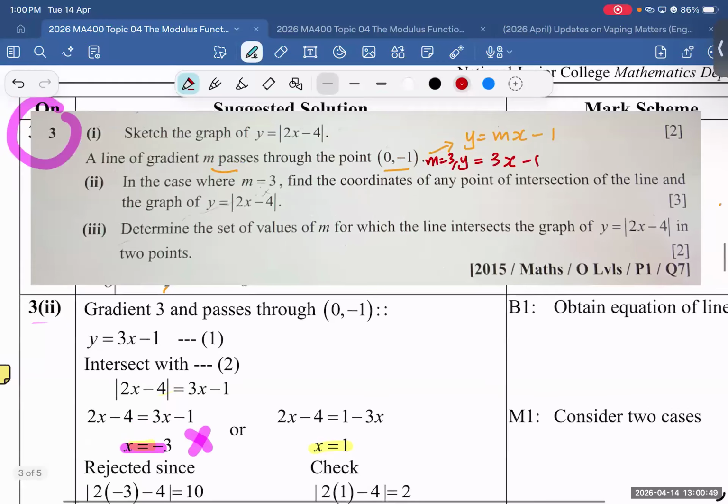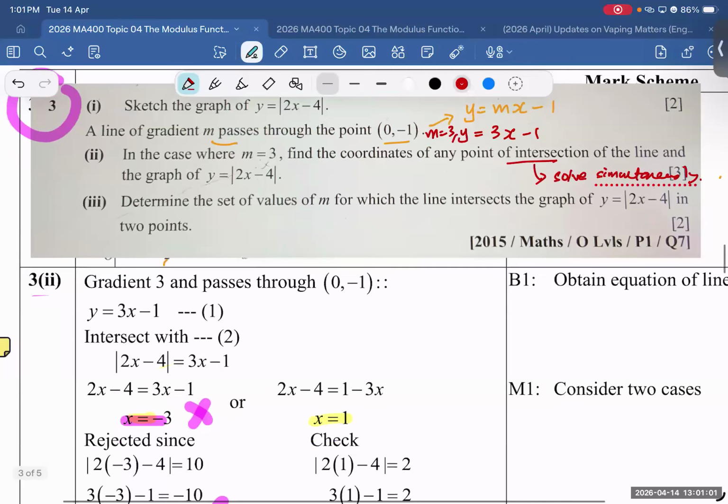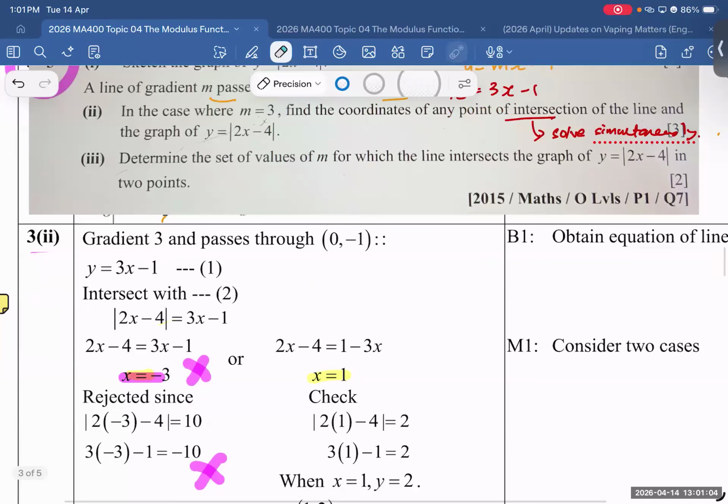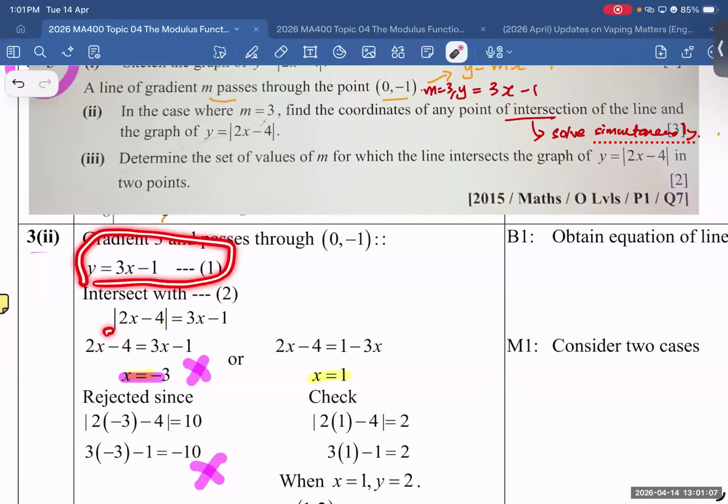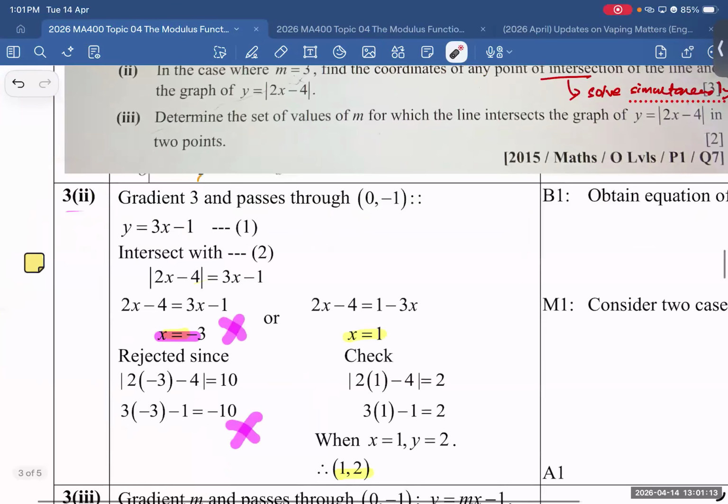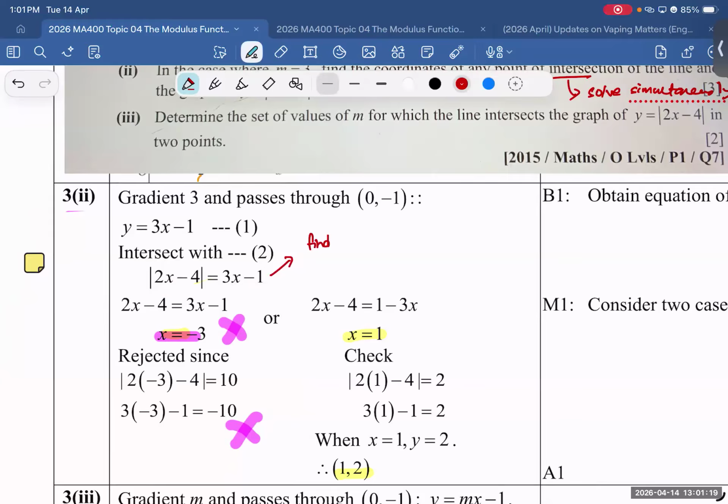Okay. So now, if I want to find the intersection, what do I do? Basically, I will solve simultaneously. So, solving simultaneously, you can see 3x minus 1 and 2x minus 4. I solve them side by side. This is to help me to find the intersection points between y equals 2x minus 4 and y equals 3x minus 1.